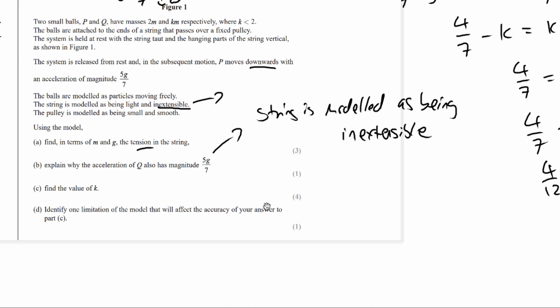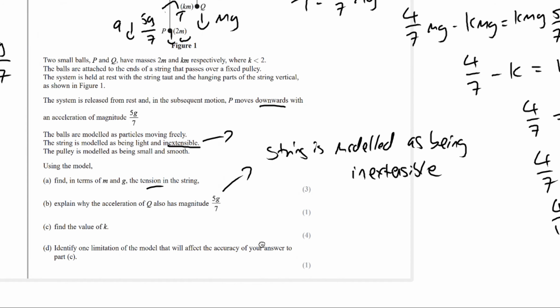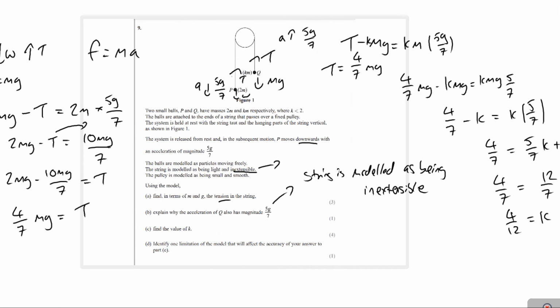And then the final part: identify one limitation of the model that will affect the accuracy of your answer. You could say anything really; there are lots of limitations. First of all, you've got the pulley. Currently you're saying that the pulley is small and doesn't have a mass. You could say the pulley is large. You could say the pulley is not smooth. Sorry, that's probably a better one. So the pulley is not smooth.